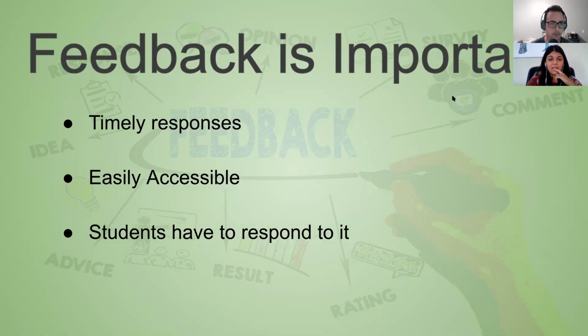All right, and then I'm going to talk about feedback. Feedback is so important, regardless of if we are in the classroom with our students, and definitely right now where we might not be able to see all of them. So make sure that you leave feedback for your students' work and make sure that it's timely. Make sure they can access it easily and that students have to respond to it. Because the one thing we don't want is for you to spend hours giving all 150 plus of your students, if you're a secondary teacher, all of this feedback and then they never look at it.